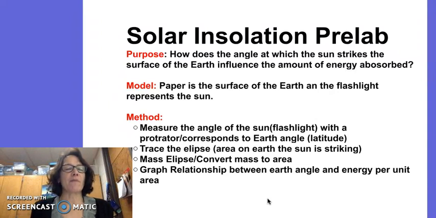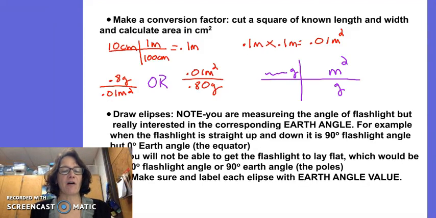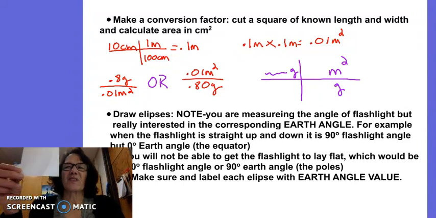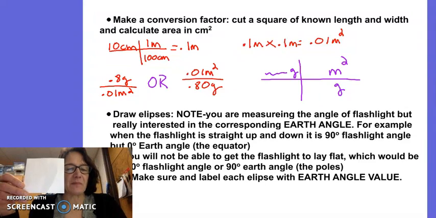Let's take a deep dive into how the procedure is going to look. The first thing that we're going to do is make a conversion factor by calculating the mass-area relationship of something that's easy to measure the area of. So you'll be taking a 10 by 10 centimeter square, cutting it out and massing it. And we want to convert those centimeters to meters.